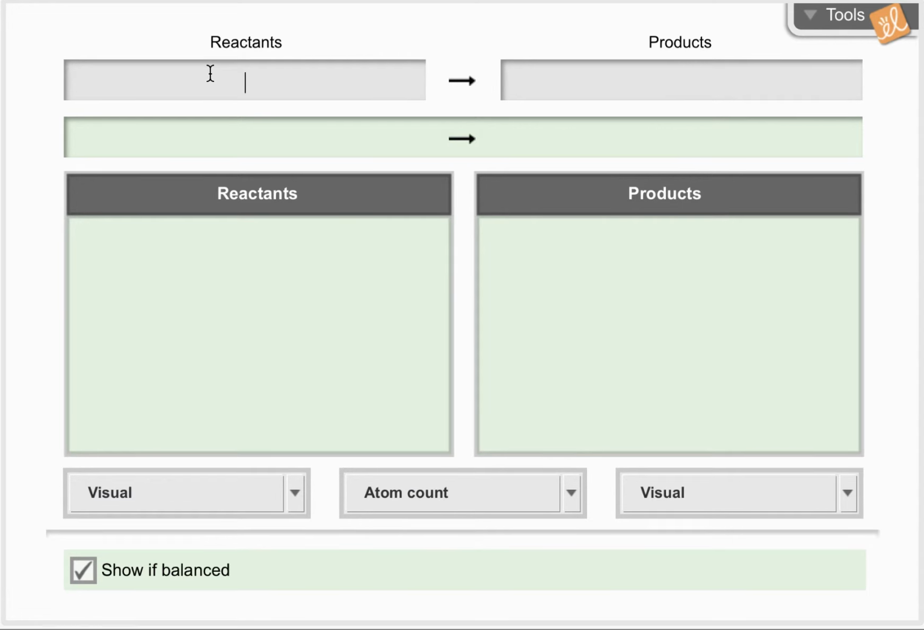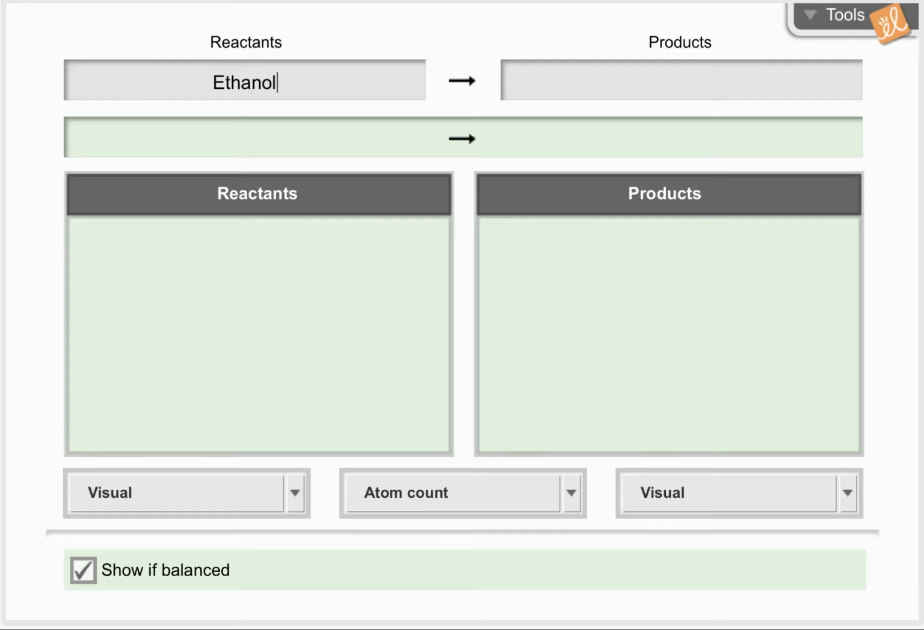And we know that matter cannot be created or destroyed, so anything that I have in my reactants, I also have to have in my products. So this is for our ethanol burning lab. And so the first thing that we have as a reactant is we know that we have ethanol.